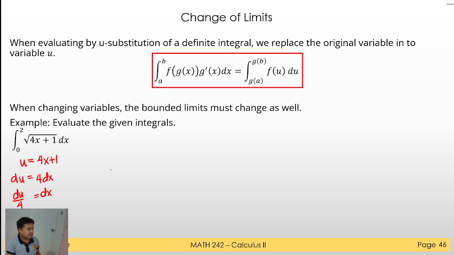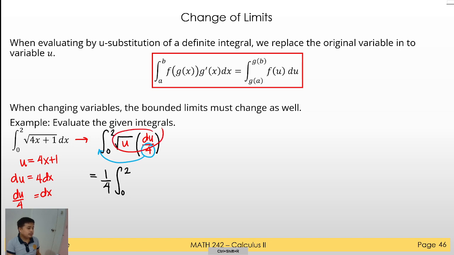Okay, so what's next here? Changing this up, we have the integral from 0 to 2 of the square root of u, multiplied by dx, which is now du over 4. Then simplify this. We can factor out this constant, so this will now be equal to 1/4 the integral from 0 to 2 of the square root of u du. The square root of u can also be represented as u raised to 1/2, multiplied by du.